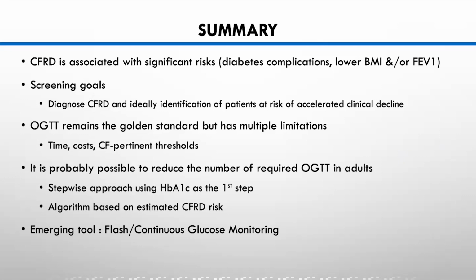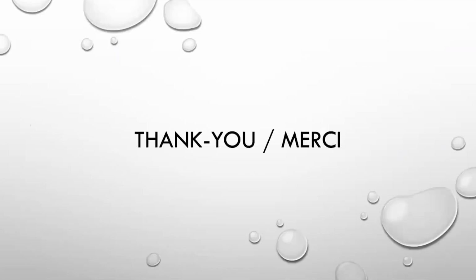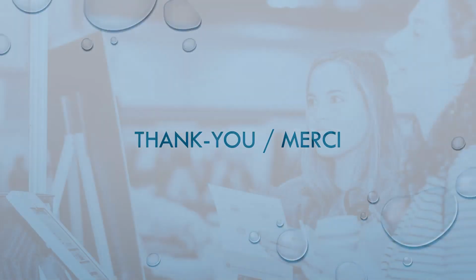It's probably possible to reduce the number of OGTTs in adults, either to use A1C as a first step and then not do an OGTT if the A1C is really low, or to develop some algorithm with higher and lower risk patients. And clearly continuous glucose monitoring, there's a lot of hype around it. We're still missing some good evidence data, and nothing that I've said is alluding to pediatric patients. I thank you for your attention. Merci beaucoup.